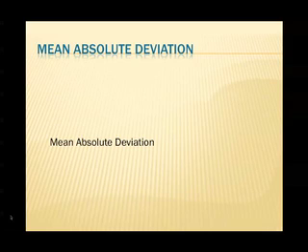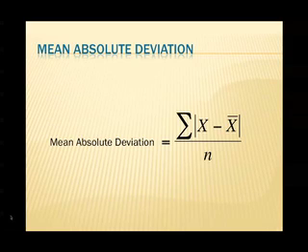Now let's take a look at the mean absolute deviation. The equation for the mean absolute deviation is this. It is the sum of the distances between the data points and the mean divided by the total sample size. Another way to look at this is that it is the average of the distances from the data points to the mean.